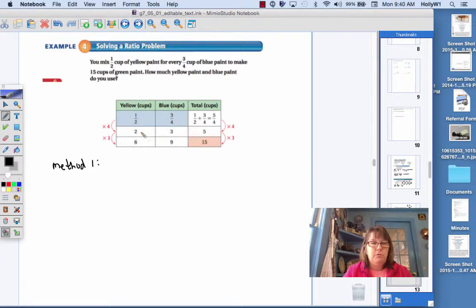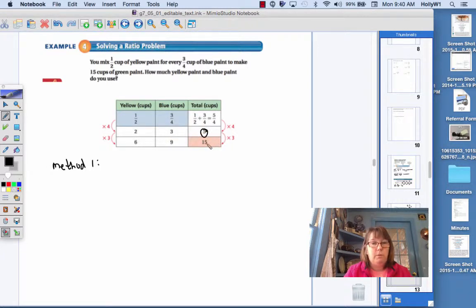the first thing I'm going to do is try to make this into whole numbers. So I could multiply this by 2, and I'd end up with 1 cup of yellow paint, but it wouldn't give me a whole number for blue. So I bumped it up to 4. So 1/2 times 4 is 2, and 4 times 3/4 is 3. If I have 2 cups of yellow paint and 3 cups of blue paint, I have 5 total cups.